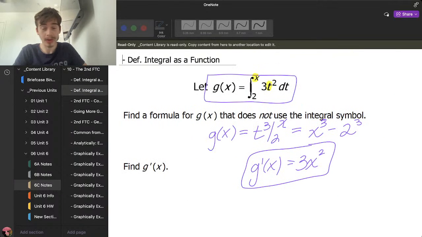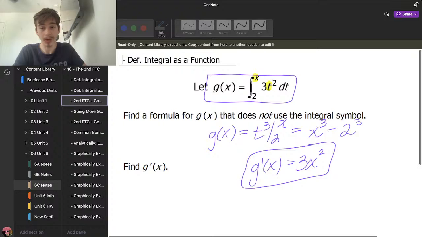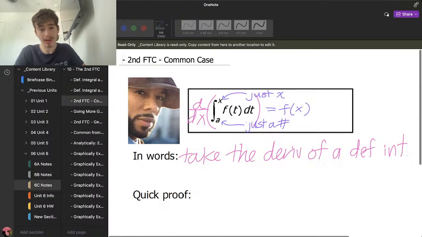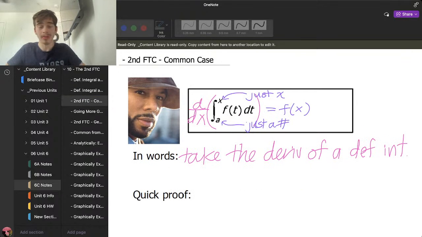Definite integral as a function. Just integrate it, plug in your bounds. Top minus bottom. Second FTC, not bad. Take the derivative. If it's a constant, it's just a constant. So it just becomes f of x.